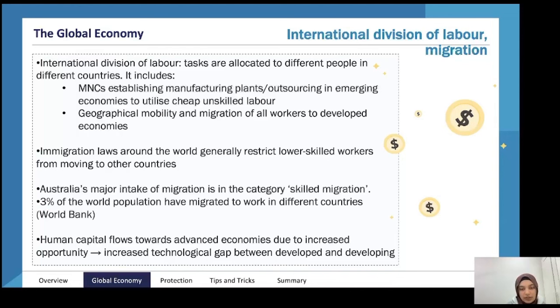Human capital flows towards advanced economies due to their increased opportunity. People are likely to move towards advanced economies because they have a lot more employment opportunities, things like that, and allowing of success in terms of the skilled nature of things. Also, there is an increased technological gap between developed and developing countries.